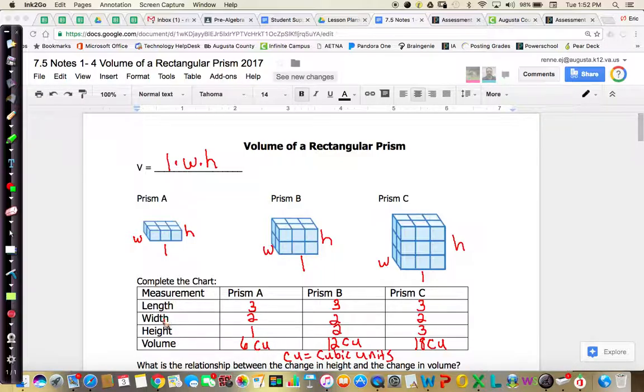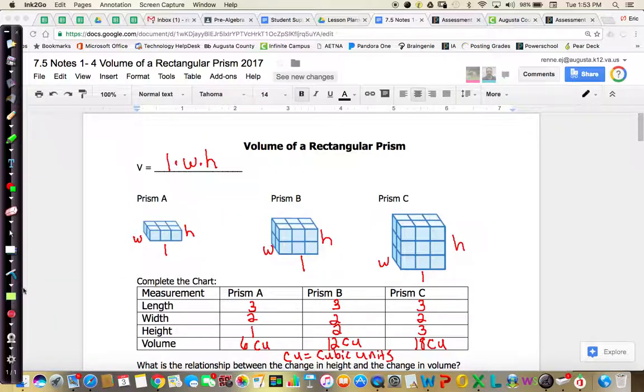And we call length, width, and height attributes. So you will hear me say attributes over and over again in this unit, and I'm referring to length, width, and height. These are describing the sides of the prism. So we call them attributes.